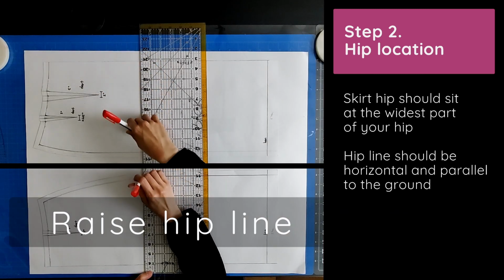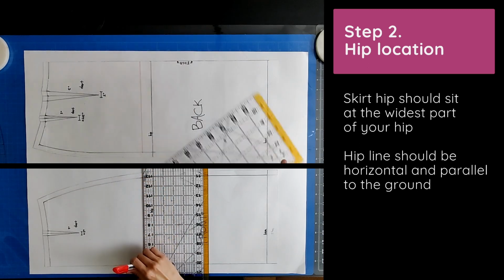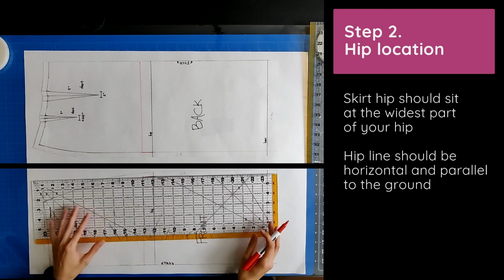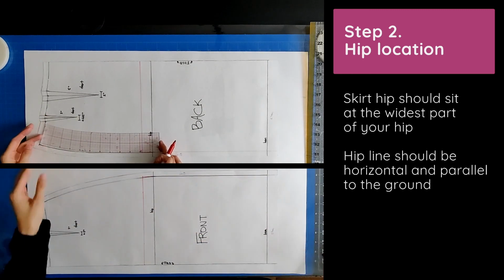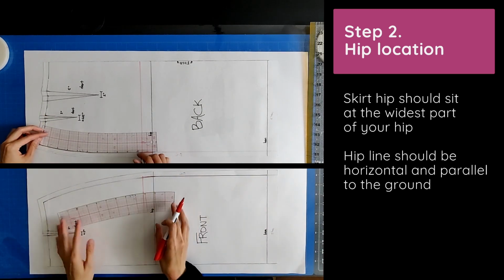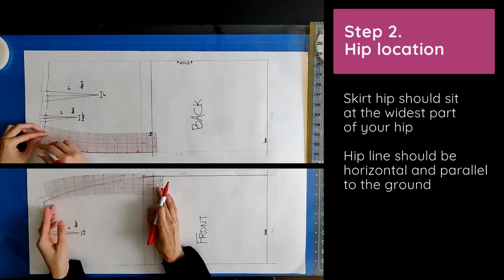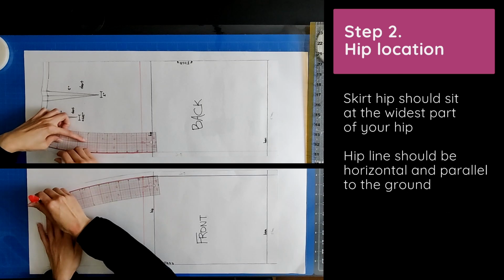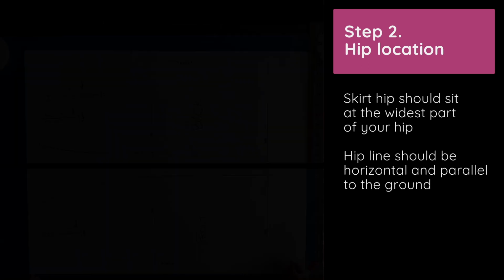Raise or lower your hip line accordingly to where it fell on your body during the fitting process. If the hip line on your prototype sat lower than your true hip line, you'll need to raise it. If, however, the hip line on your prototype sat higher than your true hip line, you'll need to lower it. Redraw the hip line accordingly and reconnect it with the waist curve and hemline.